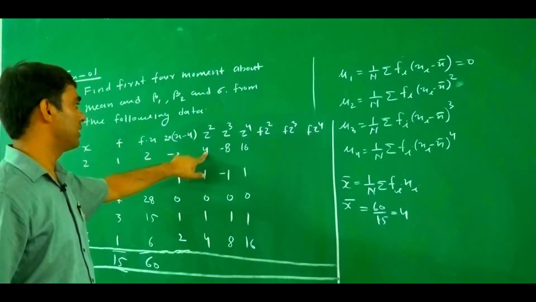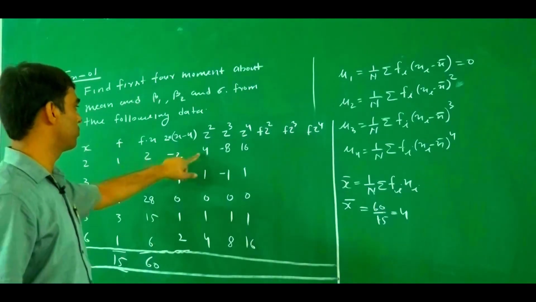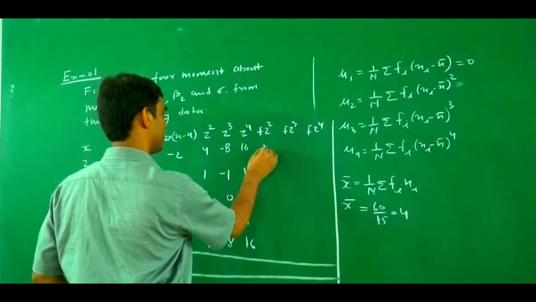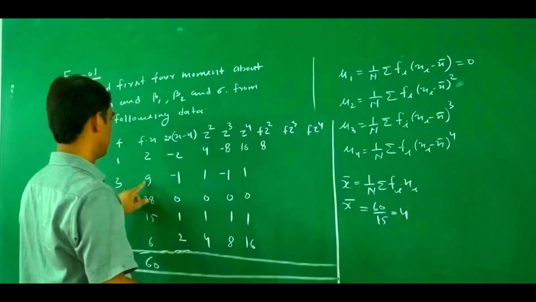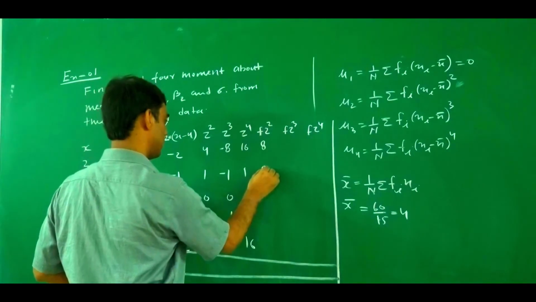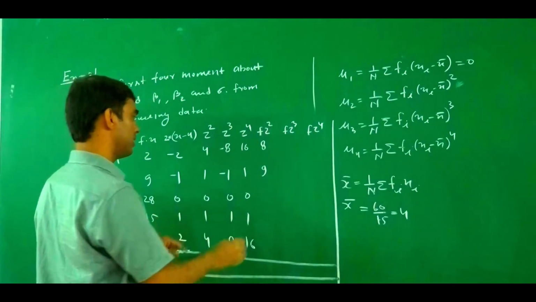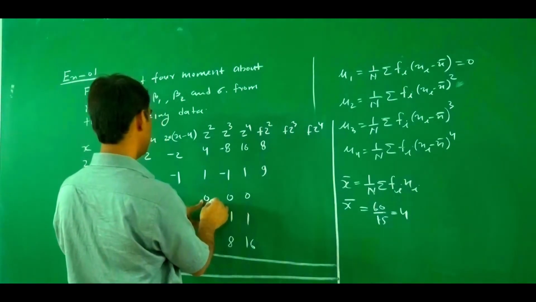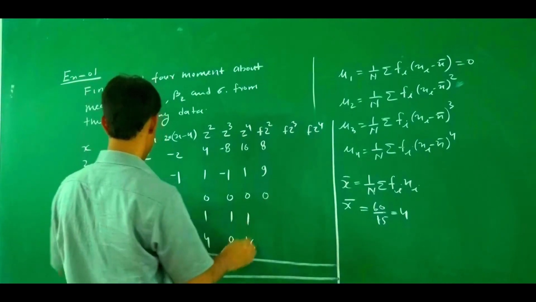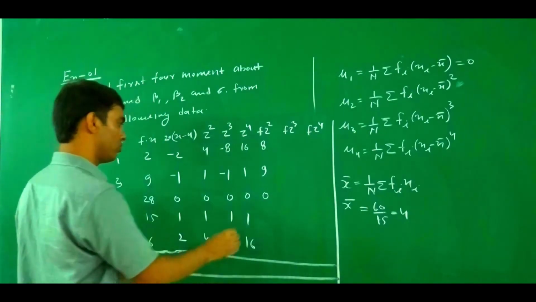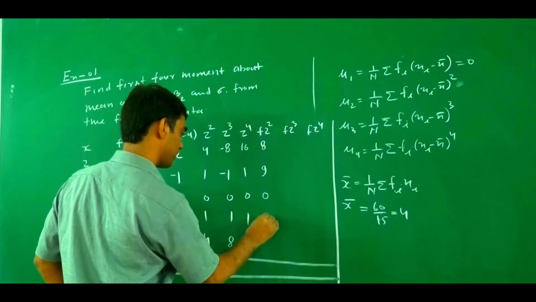F into z square. So 2 into 4 is 8. 9 into 1 is 9. 28 into 0 is 0. And 15 into 1 is 15.